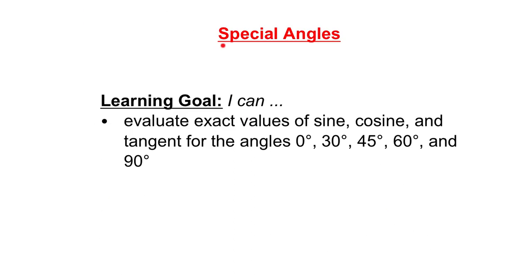Now we're going to talk about special angles. And these angles that we dealt with in the warm-up, 45 degrees, 30 degrees, 60 degrees, these are special. They have values for sine, cosine, and tangent that we can get as an exact value, and we can work with those, and they're easy to use. So we're going to evaluate exact values of sine, cosine, and tangent for the angles 0, 30, 45, 60, and 90 degrees. These are our special angles.